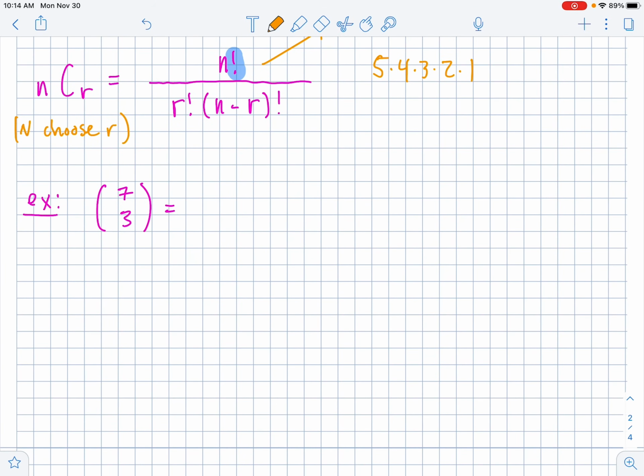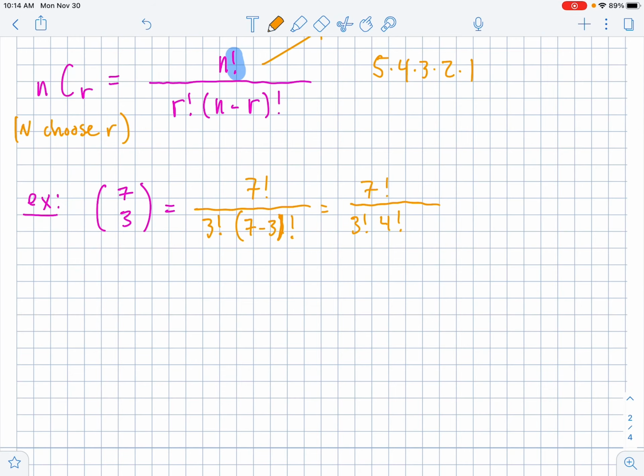So, quick example, I'm going to do 7 choose 3. According to our formula, I put the 7 factorial up top, 3 factorial on the bottom, and then 7 minus 3 factorial also on the bottom. So this is 7 factorial over 3 factorial times 4 factorial. Now, if you want to go the longer, hard way, you could actually multiply this out and multiply that out and multiply them all together.